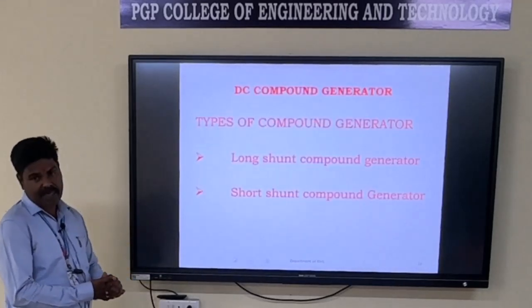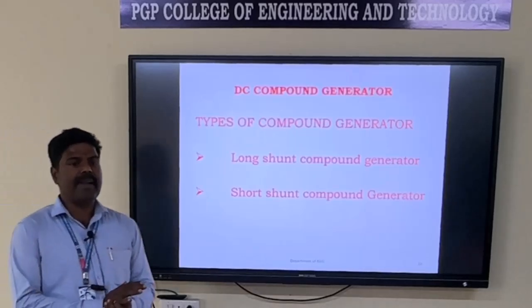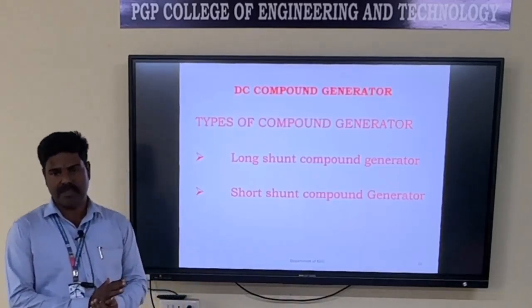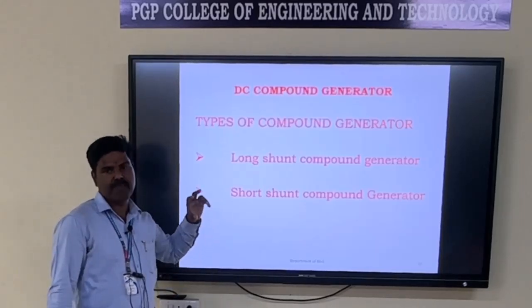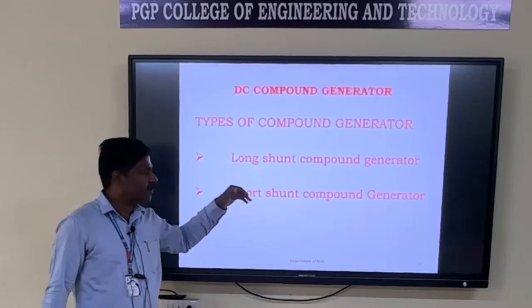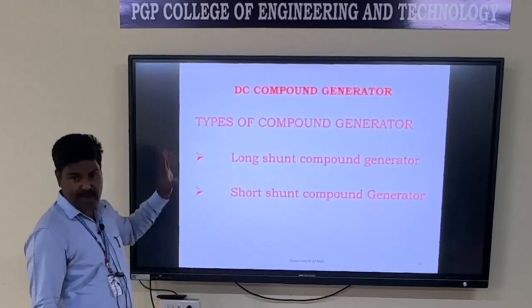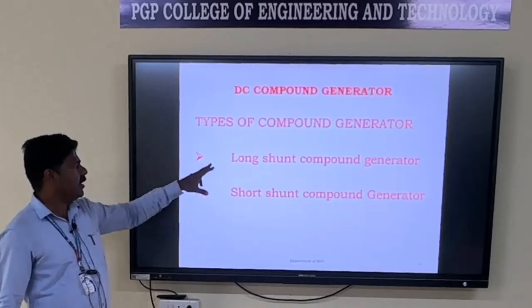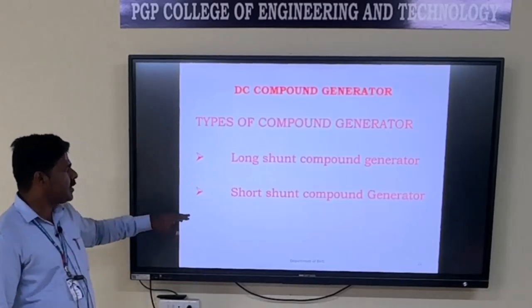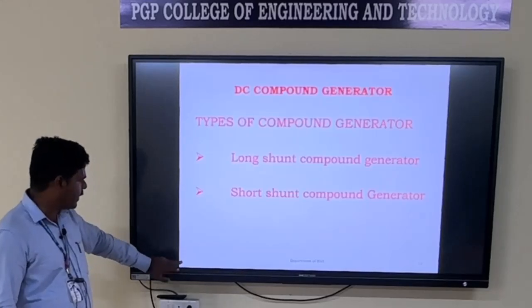Then DC compound generator, it consists of two field windings and armature winding. One is series field winding, another is shunt field winding. Here depending upon the connection of shunt and series field winding, there are two types, long shunt compound generator and short shunt compound generator.